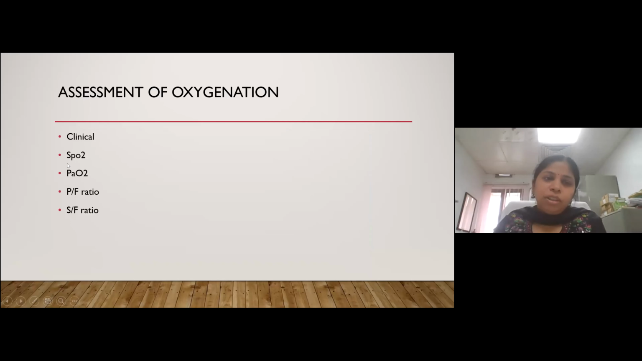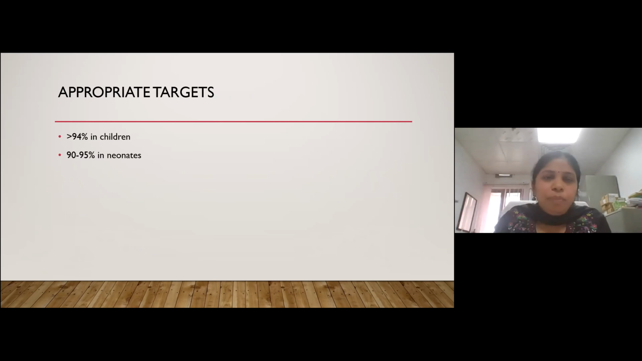So assessment of oxygen, it can be clinical. You can clinically see whether the baby looks blue or cyanotic. Then SpO2 is a continuous and non-invasive way, which we all do in our wards or ICUs, and PaO2 in the blood gas. And mostly the normal range would be 80 to 100 millimeters of mercury, and then P/F ratio and S/F ratio.